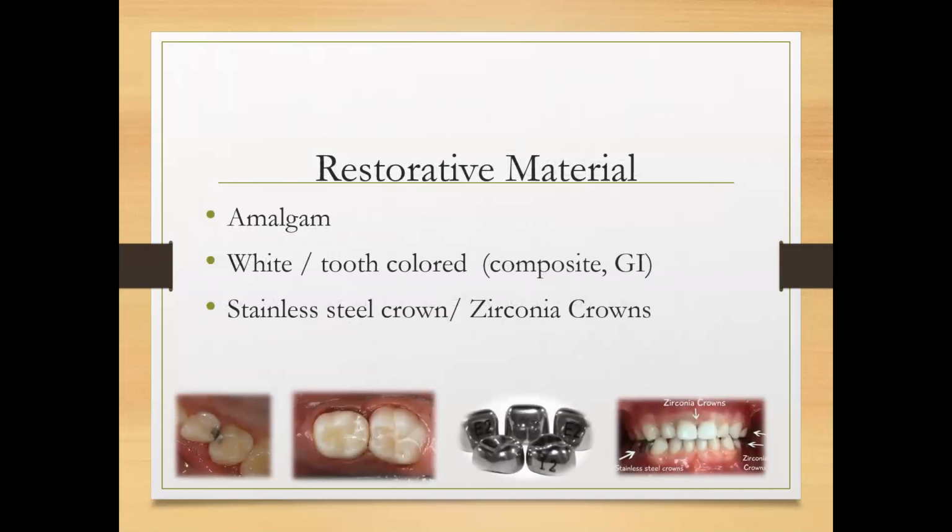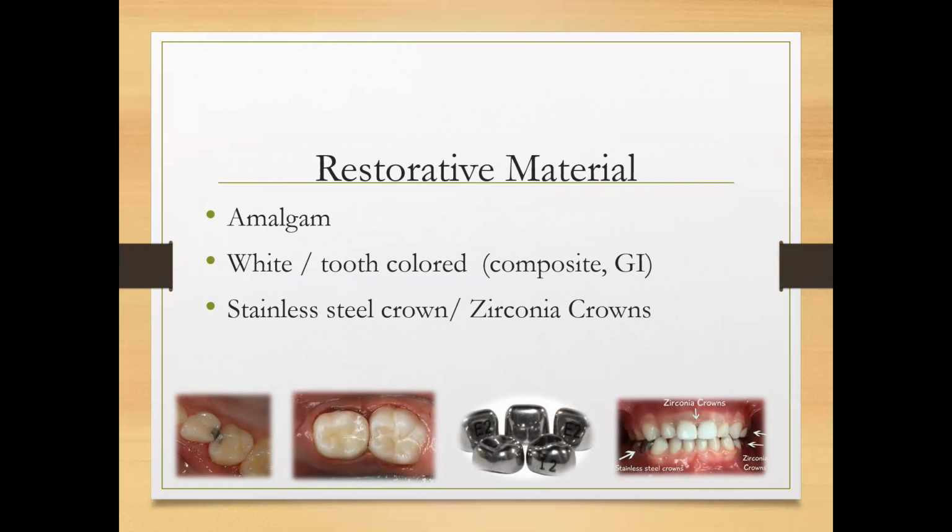So what are your restorative materials? I won't touch on this too long, but there are many options here: amalgam, composites, sealants, crowns, even white crowns like zirconia crowns are an option, tooth-colored materials like composites or even glass ionomers as well. You're going to want to consider factors, things to use based on the child's cooperation, how long the teeth will be in the mouth, and how much time you have.